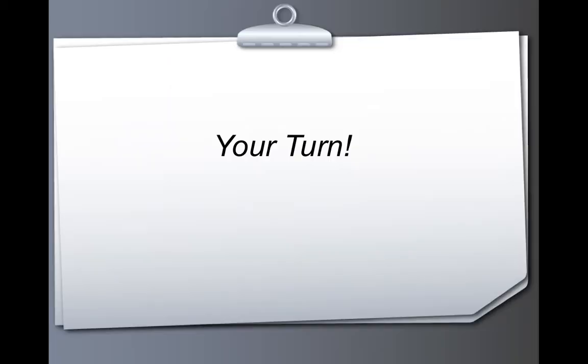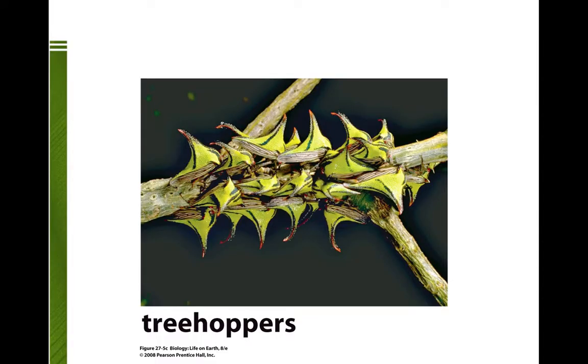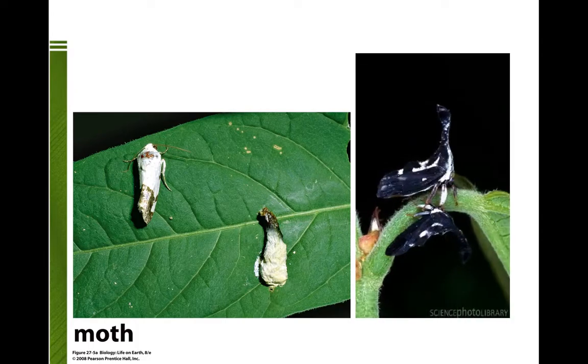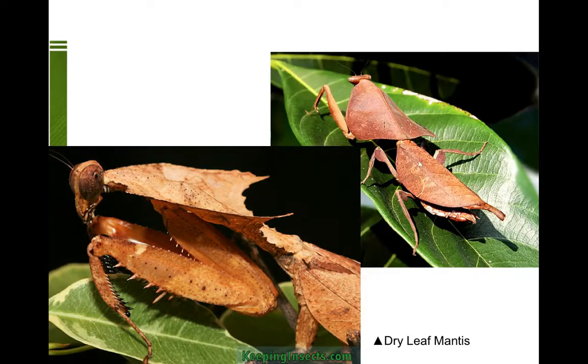So my activity here is to show examples of this type of camouflage and mimicry and ask students to identify what type of adaptation each example corresponds to. So for example, this treehopper resembling thorns on a branch, or a moth whose color and shape resemble a bird dropping, seeds motionless on a leaf, or this dry leaf mantis similar to, well, a dry leaf. And all those were examples of camouflage.